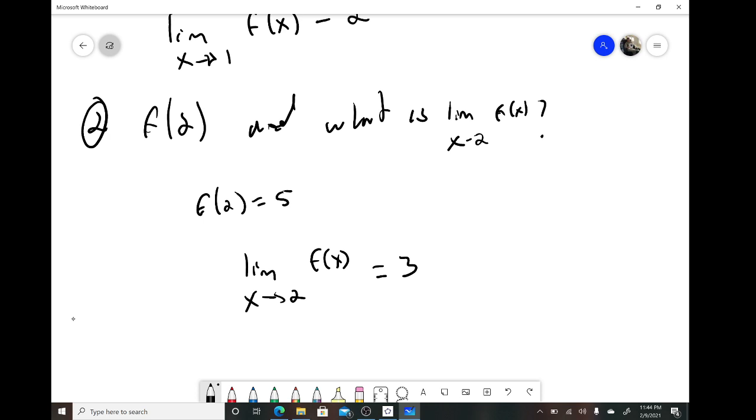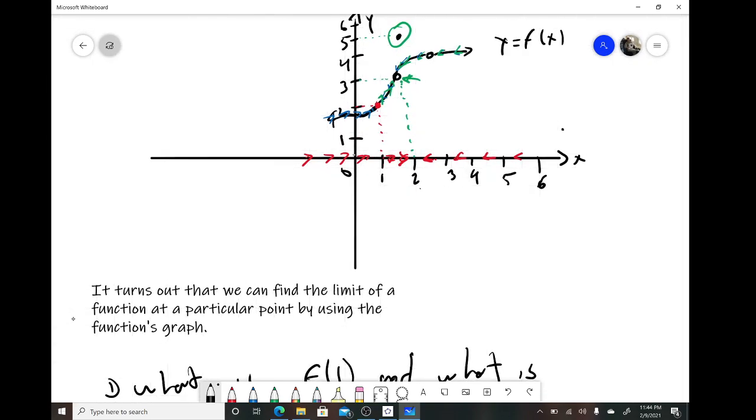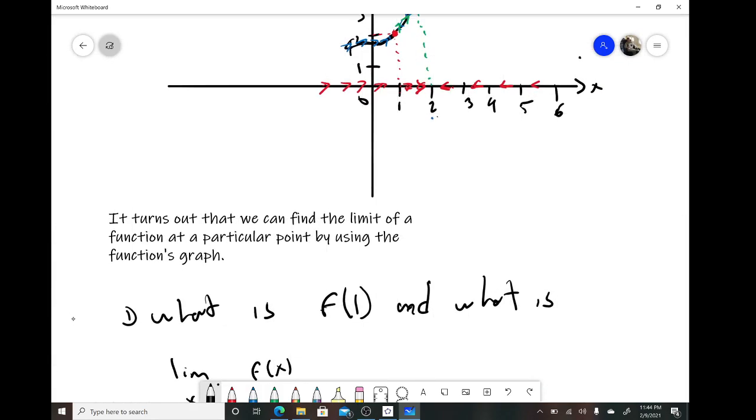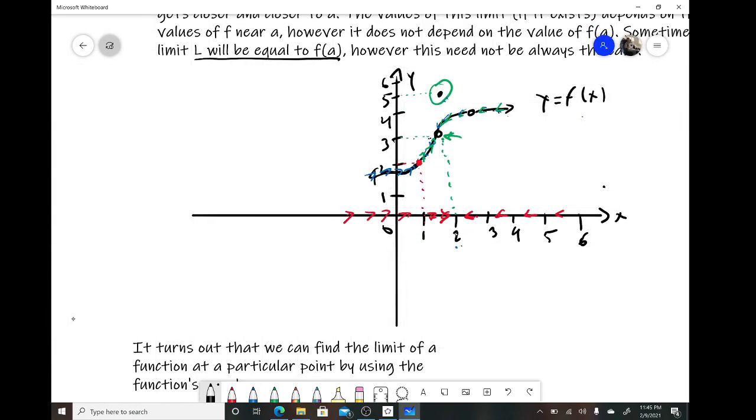That's because we are approaching the x value of 2 from the right and the left side, and as we approach it, the output values of the function are getting closer and closer to 3. It is true, because of what we just checked, that at x equals 2, f is not equal to 3; f is equal to 5. But this goes back to what I was saying: sometimes the limit will be equal to the output, but other times it will not be. So this is an instance where the limit is not equal to the output.